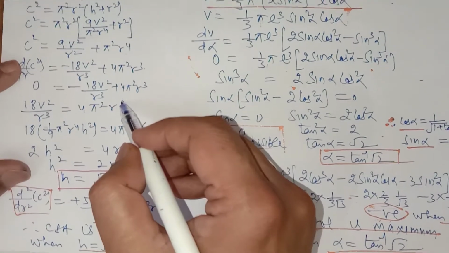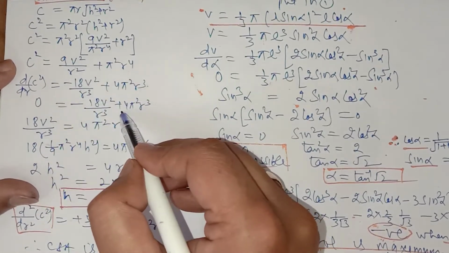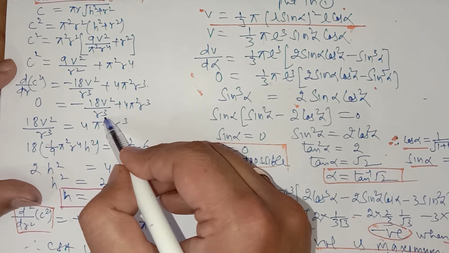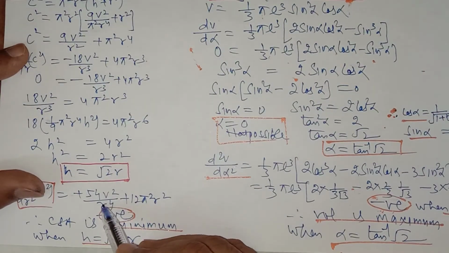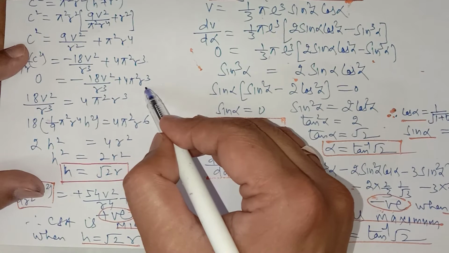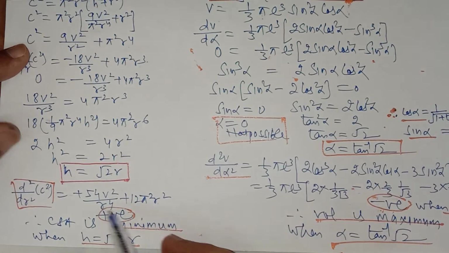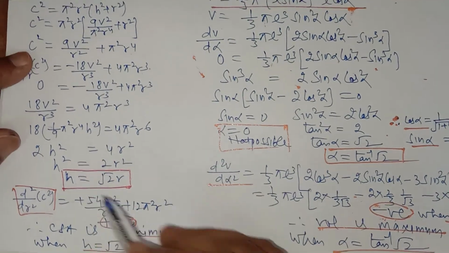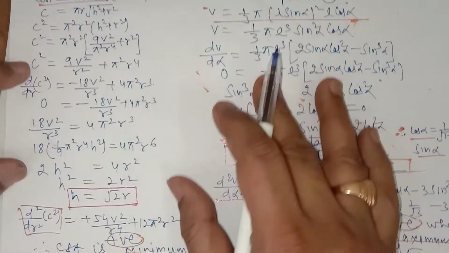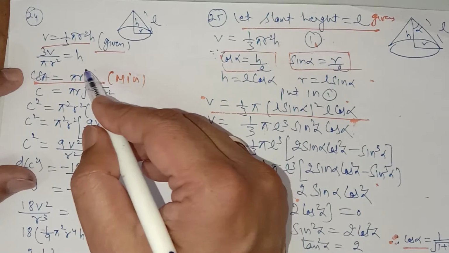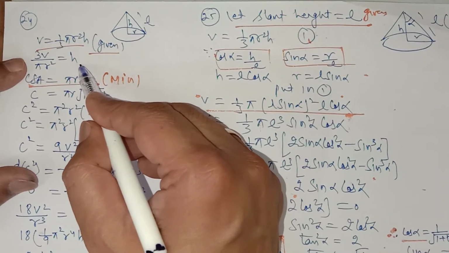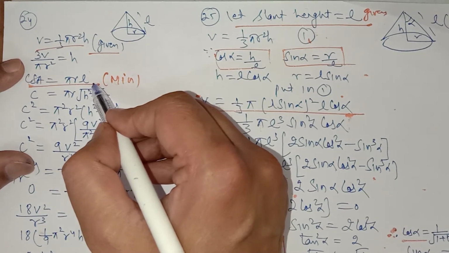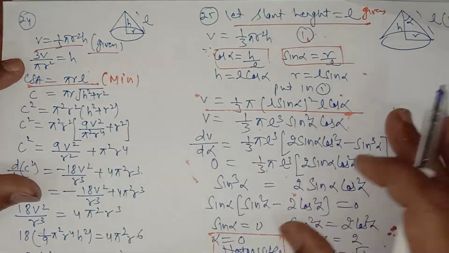Find the second derivative of this first derivative, which is this, and 1 upon r cube derivative will be minus 3 upon r raised to power 4, which makes it positive, and the derivative of this is 3r square, which is also positive, and the combined second derivative is positive. It means its curved surface is minimum when h is equal to root 2 r. So always you have to eliminate one of the variables from what is given, and you have to differentiate the thing you have to maximize or minimize.